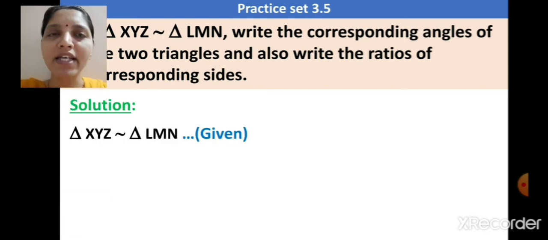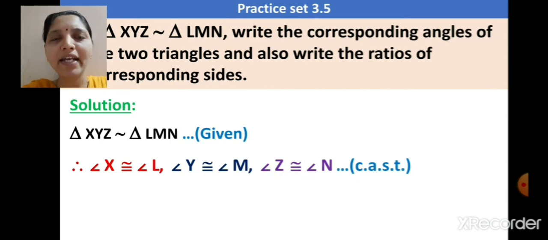Triangle XYZ is similar to triangle LMN. It is given to us. So we can write here angle X is congruent to angle L, angle Y is congruent to angle M, and angle Z is congruent to angle N. Reason you will write as corresponding angles of similar triangles.